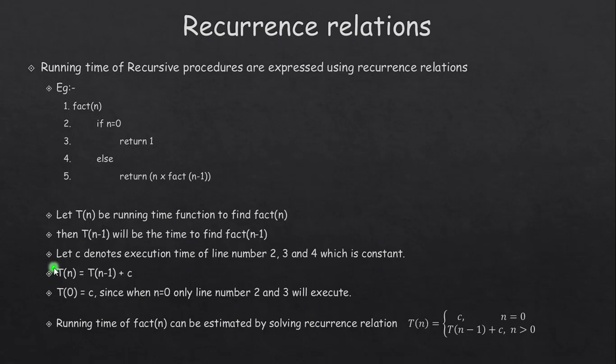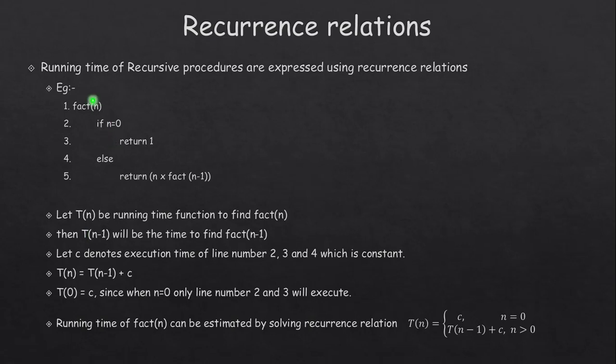So here I have a procedure to find the factorial of a number. You are all familiar with this procedure. So we are going to find the factorial of n. Just consider T of n to be the running time function to find the factorial of n. Then what will be the running time function to find the factorial of n minus 1? It will be T of n minus 1. So what's the meaning? The time to find factorial of n is T of n, then the time to find factorial of n minus 1 is T of n minus 1.